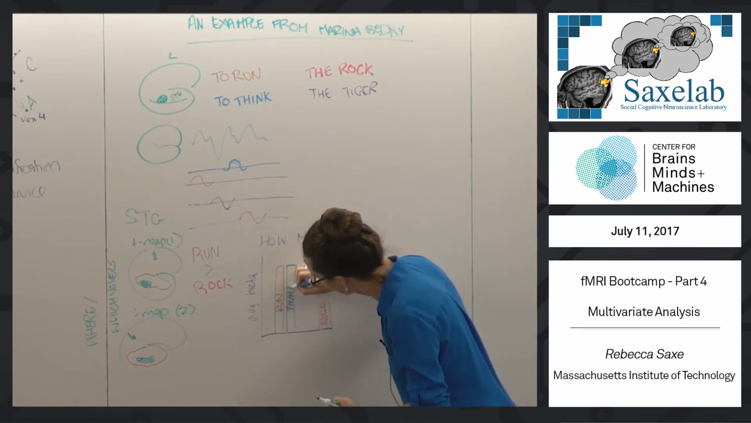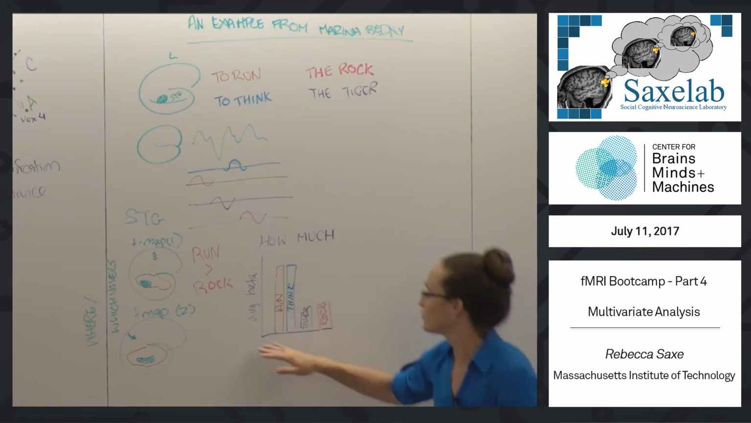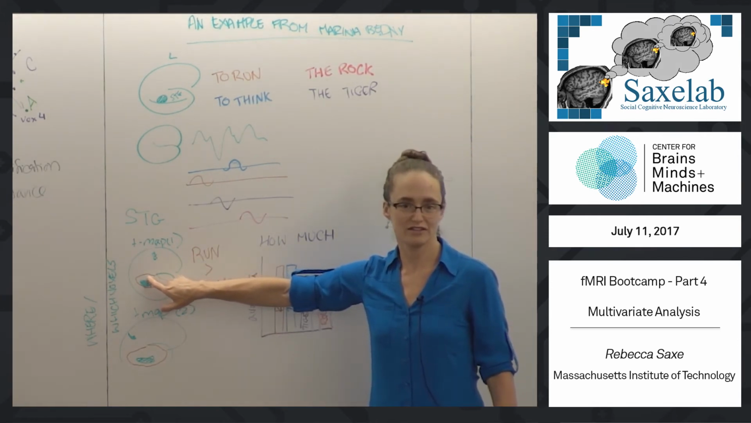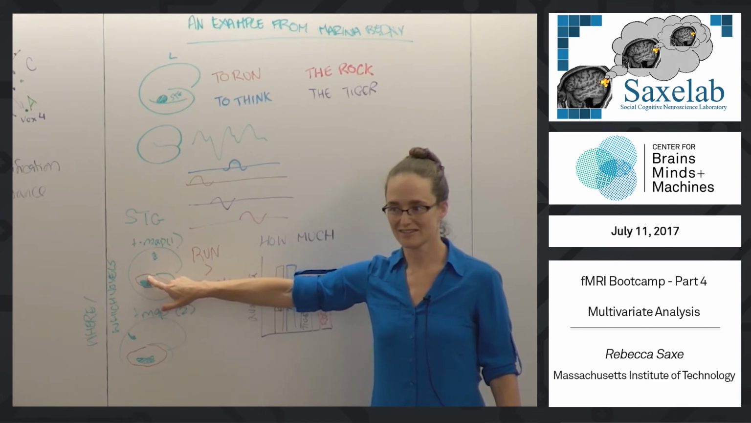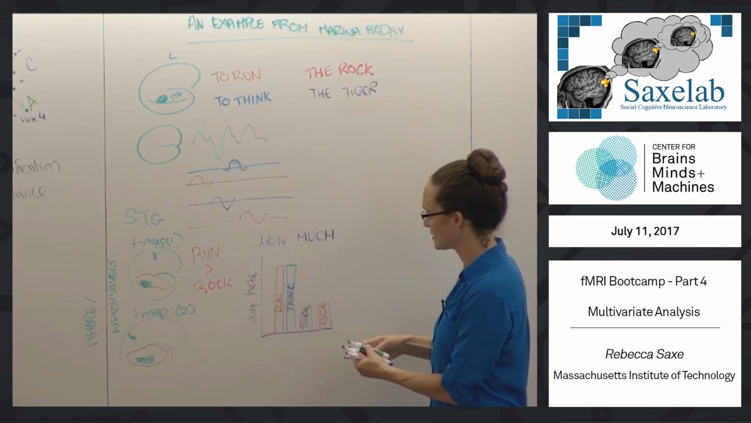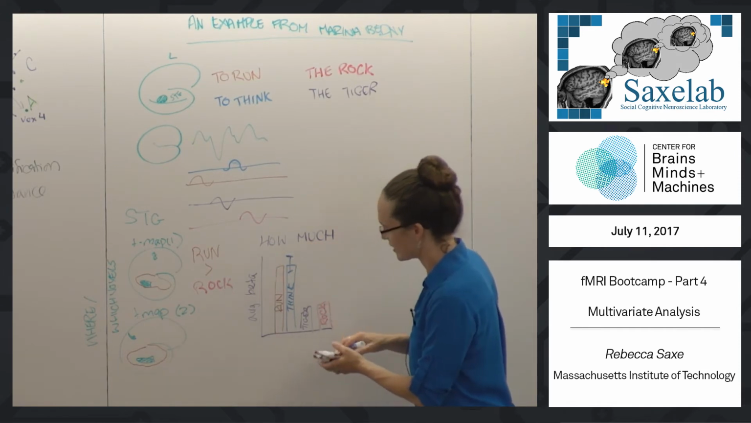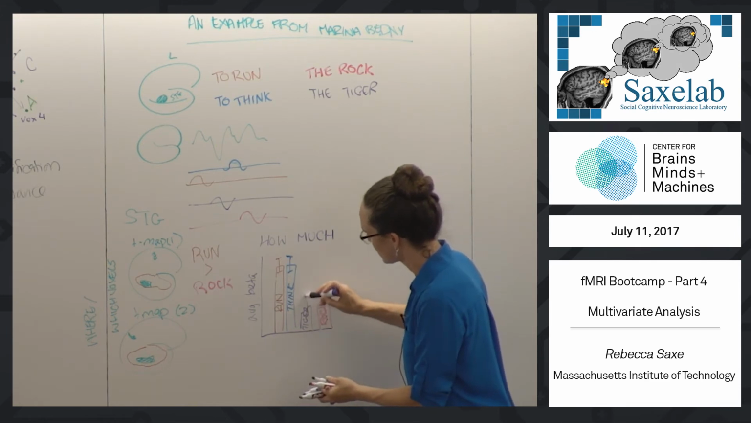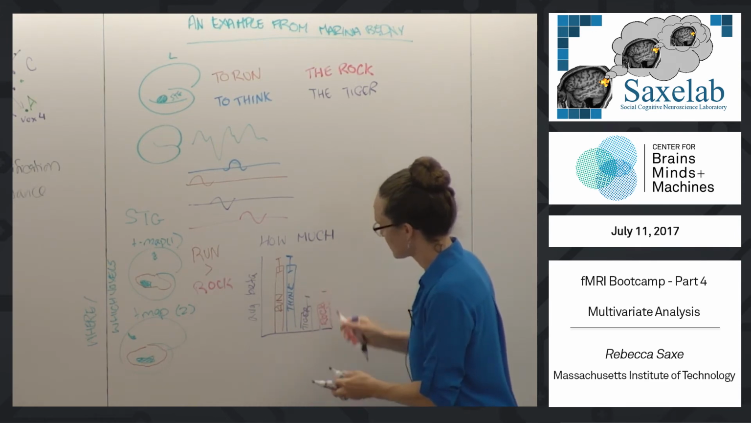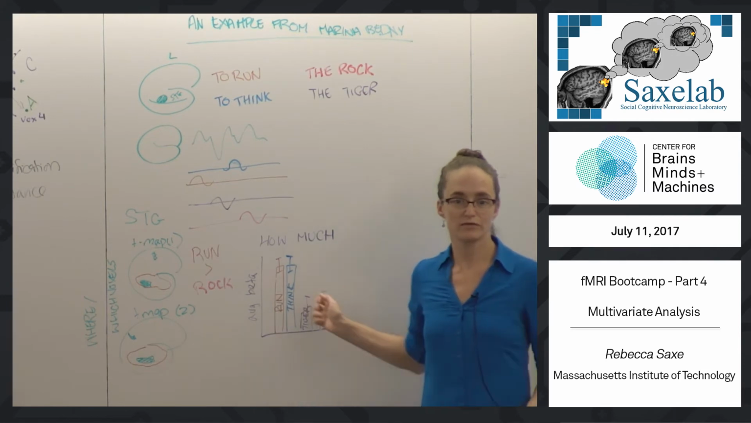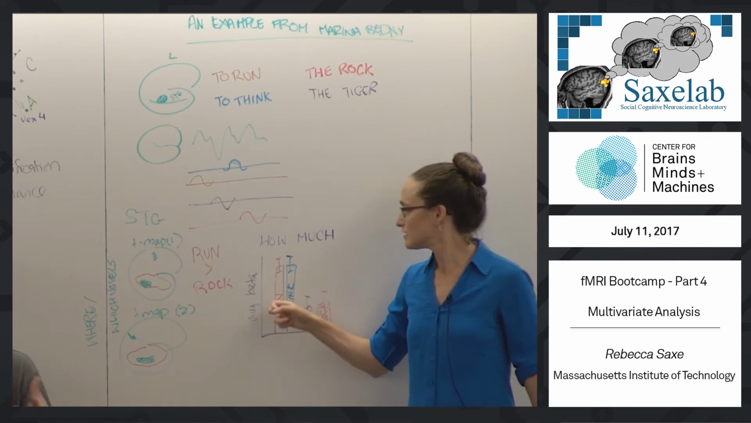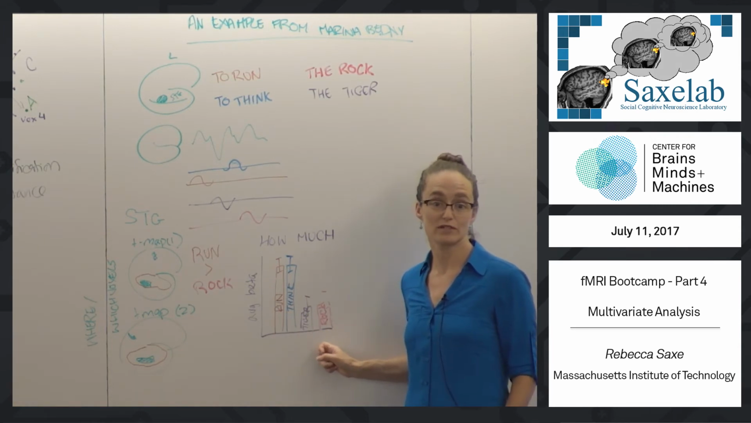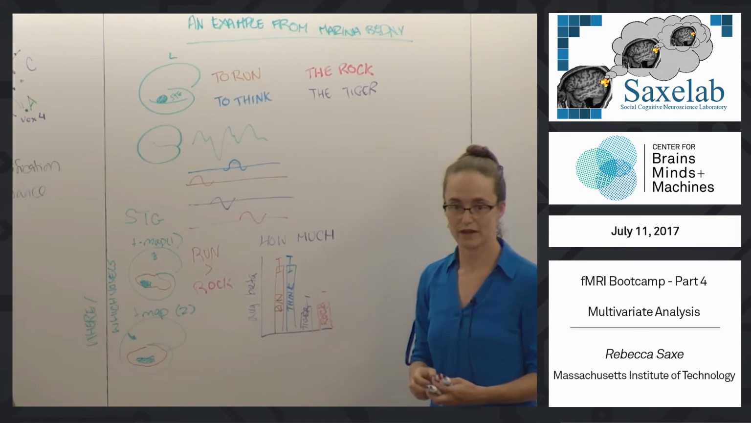And the data look like this. So if you ask the how much question, first averaging across runs within a voxel, then across voxels within a region, and then you get your statistics across subjects, right? So the variance I'm representing here is across subjects. Then what you say is, wow, this region responds a lot to running and thinking, and not a lot to tigers and rocks. It looks like it responds selectively to verbs, right?